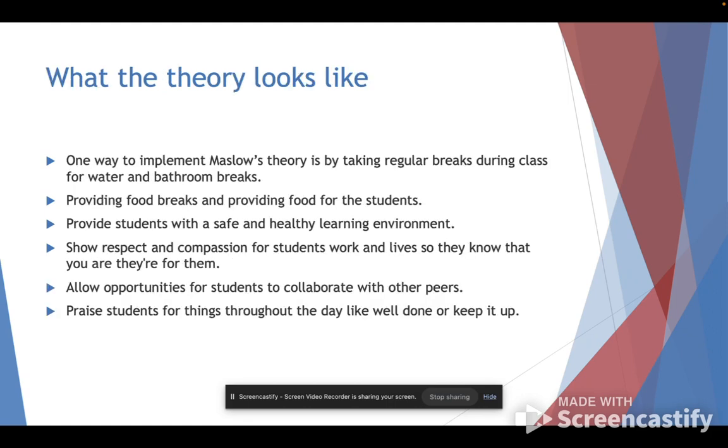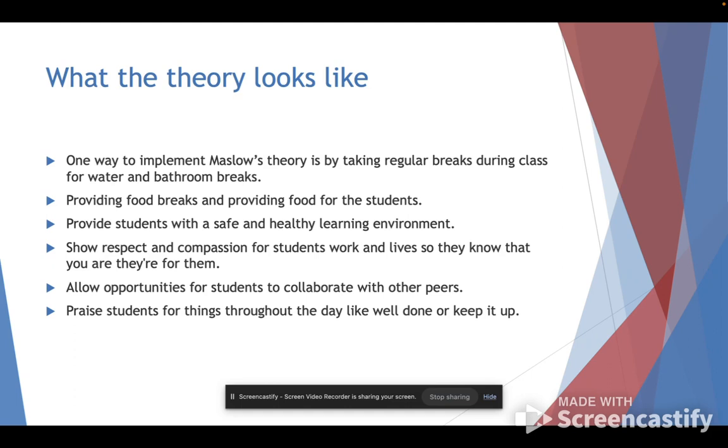So this is what the theory looks like. One way to implement Maslow's hierarchy or the theory is by taking regular breaks during class for food and bathroom breaks. So this is just meeting their basic needs. So like we said already, they need that water, they need that safety. So this will be helping them reach that, so they'd be more focused on class and what they should be learning, instead of them thinking in their mind about the water or the bathroom break throughout the day.